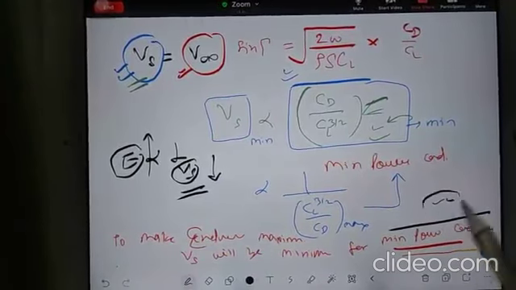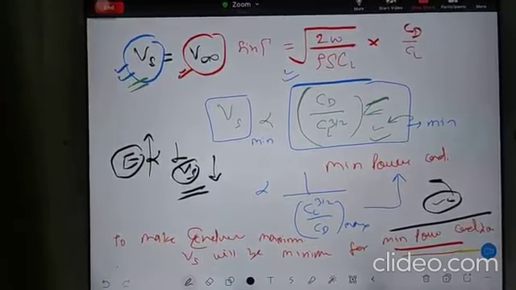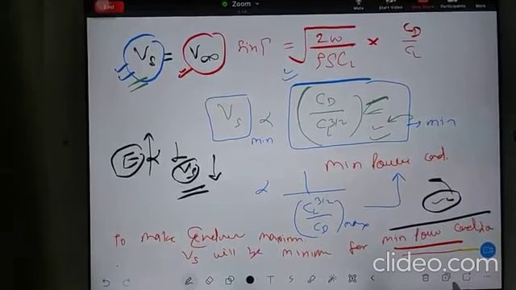And what is minimum power condition? Already we have discussed it in previous classes. Okay. I'll change the page.